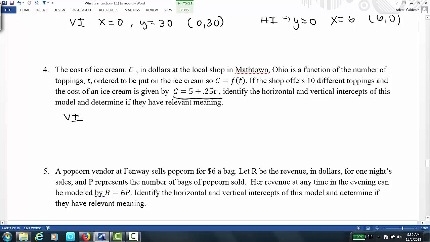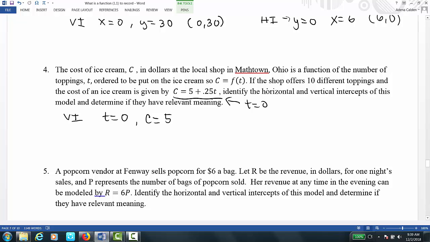Remember, the vertical intercept was when x equals 0. We don't have an x here. So we have to remember, it's when the independent variable equals 0. So if we change the independent variable from x to t, that means we're considering what happens when t equals 0. So here, when t equals 0, c is going to equal 5. Because if I go to my function and I plug in t equals 0, I get 5 plus 0.25 times 0, which gives me 5. Remember, cost is in dollars, so that's $5.